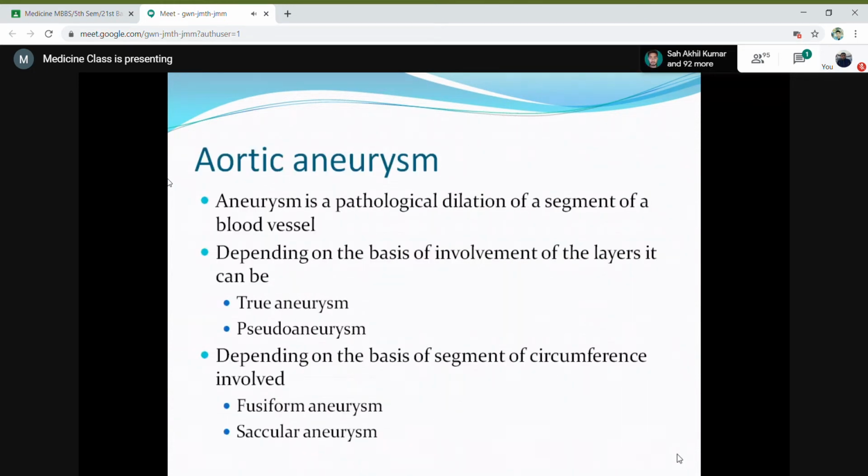Firstly, regarding aortic aneurysm. First of all, you have to know what an aneurysm is. An aneurysm is a pathological dilatation of a segment of blood vessel, and depending on the involvement of the layers of the vessel, it can be a true aneurysm involving all three layers, or a pseudo aneurysm involving the outer layer, the adventitia, only. And on the basis of the segment of circumference involved, it may be a fusiform aneurysm involving the entire circumference of the blood vessel, or a saccular aneurysm, which involves only a part of it.